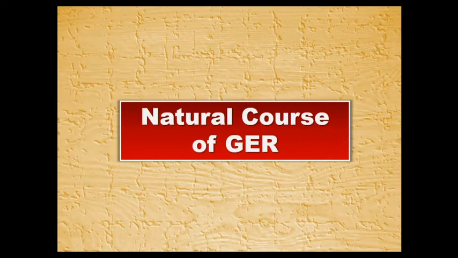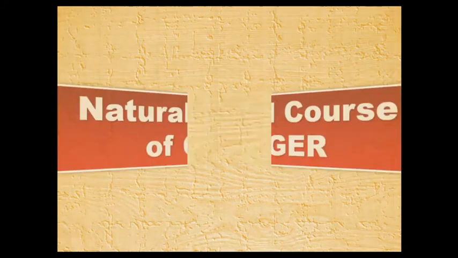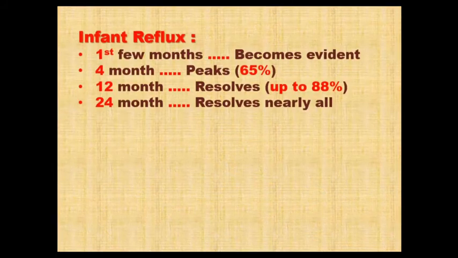Now, what are the natural causes of the gastroesophageal reflux? This will differ according to the age group. In an infant, the reflux becomes evident in the first few months of life, and at 4 months of life it peaks in about 65% of cases, and at 12 months of age it resolves in up to 88% of cases. And at the age of 24 months, it resolves in nearly all.